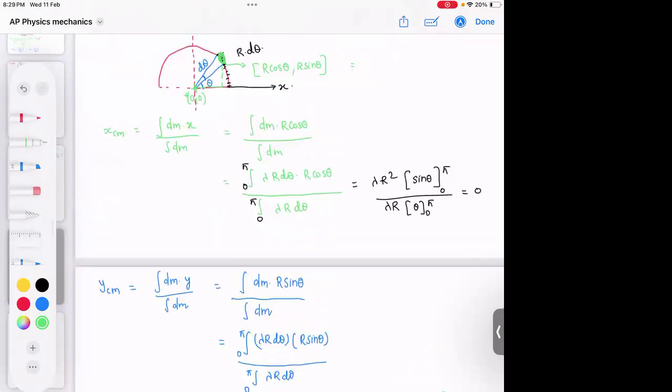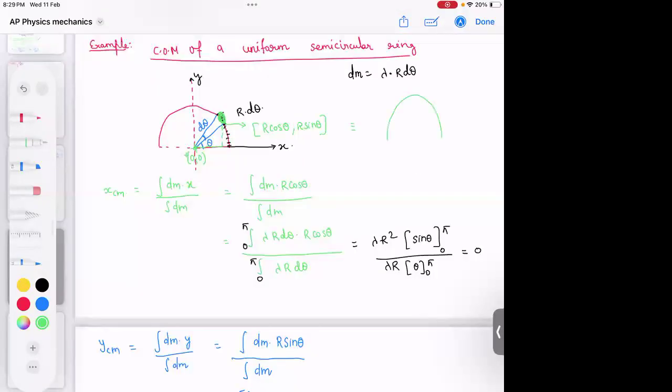That means if this is the semicircular ring you have, this is the y-axis and this is the x-axis, then where is the center of mass going to come? Center of mass will come at this point. And if you want to write it in coordinate form, you will write the coordinate is 0 comma 2r by pi. If you just want to locate the point, write the distance, then you can write it as 2r by pi. So that's why the center of mass of a uniform semicircular ring comes at what distance?